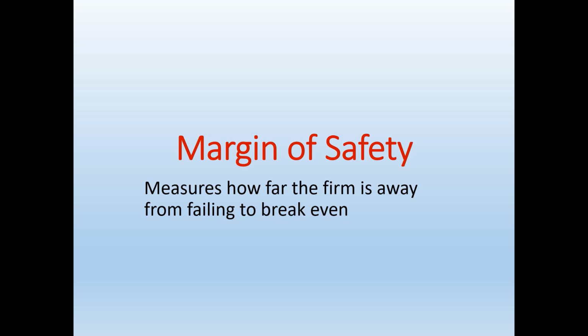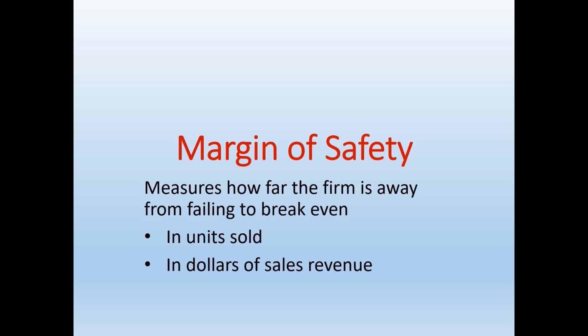There are 3 common measures for margin of safety. We can express margin of safety as how many units our sales could decrease before we hit break even, or how much our sales revenue could decrease before we hit break even, or we could express it as the percentage our sales could decrease before we hit break even. Let's look at each of these.